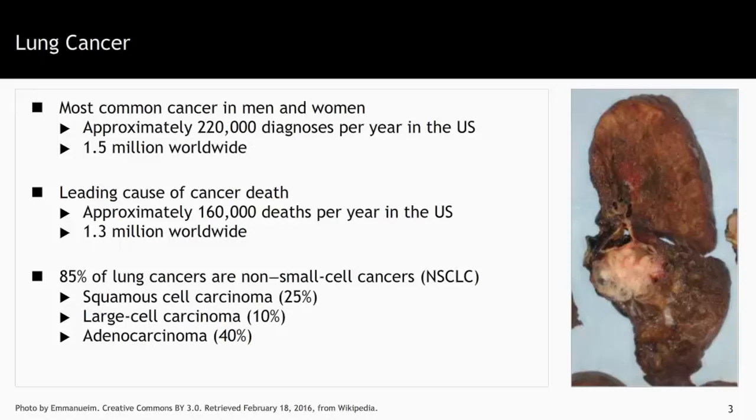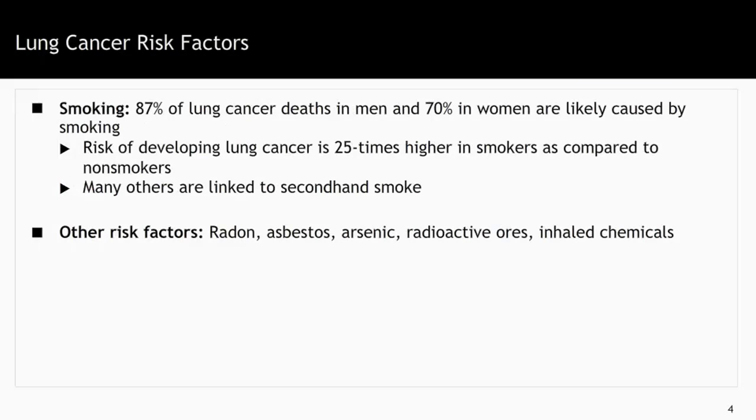On the right, you have a picture of lungs. You notice they're very brown. That's because this was a smoker, and you see a big white cancer in the middle of the lung field there. What are the risk factors for lung cancer?